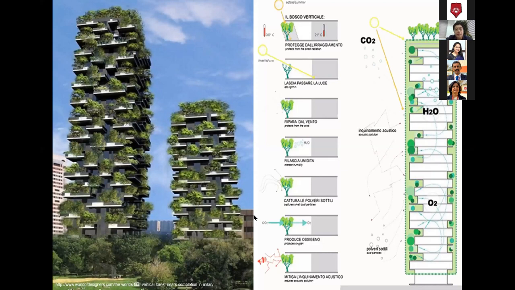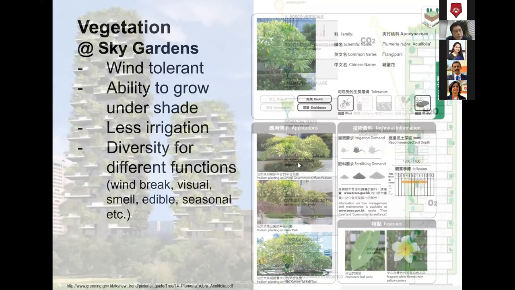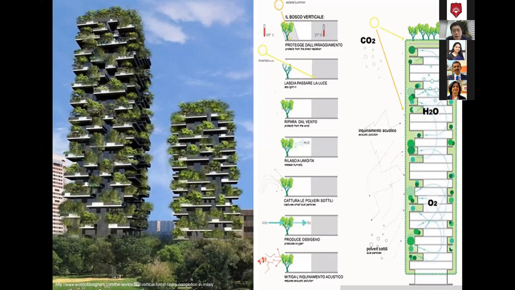Another very famous case is the Vertical Forest residential towers in Milan, Italy. The two residential towers have 26 stories and over 900 trees surrounding them. The trees are good for air filtration, shading, noise buffering and so on. But in Hong Kong, it may not be applicable. I don't know whether it is applicable in your city, but in Hong Kong in summer we have typhoons, so we can't afford to have big trees at high levels. If the trees fell down in a typhoon, it would be very difficult for maintenance.